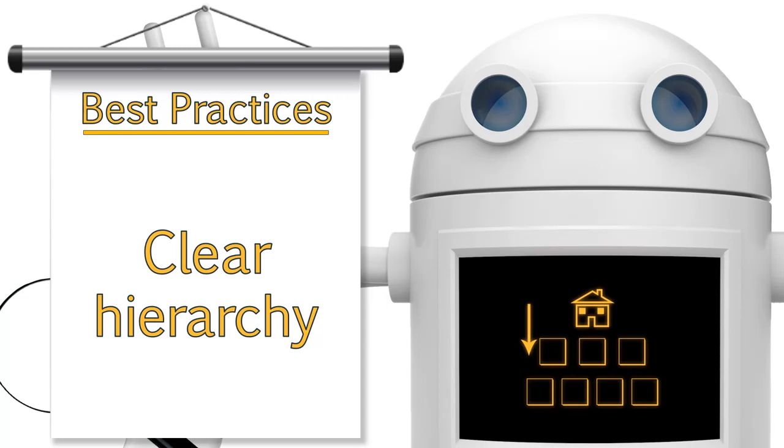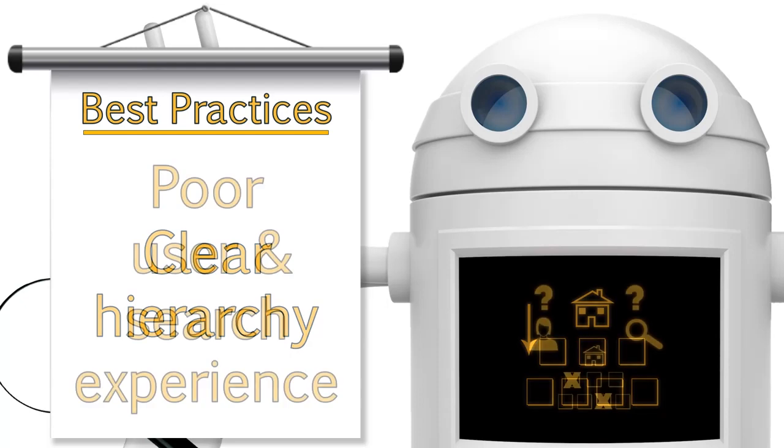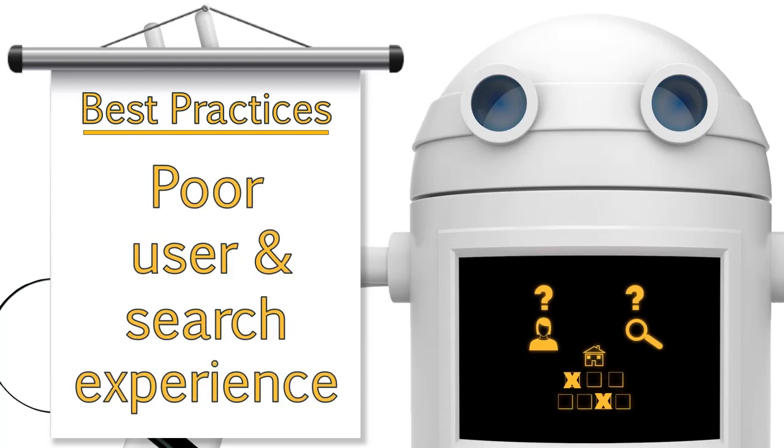Last but not least, it's important to have a clear hierarchy. If your website is structured in a way that makes finding inner pages difficult, or it's difficult to understand the theme in various sections of your website, this will result in a poor user experience. In addition to providing a poor user experience, it'll also make it more difficult for robots to crawl and analyze the site.